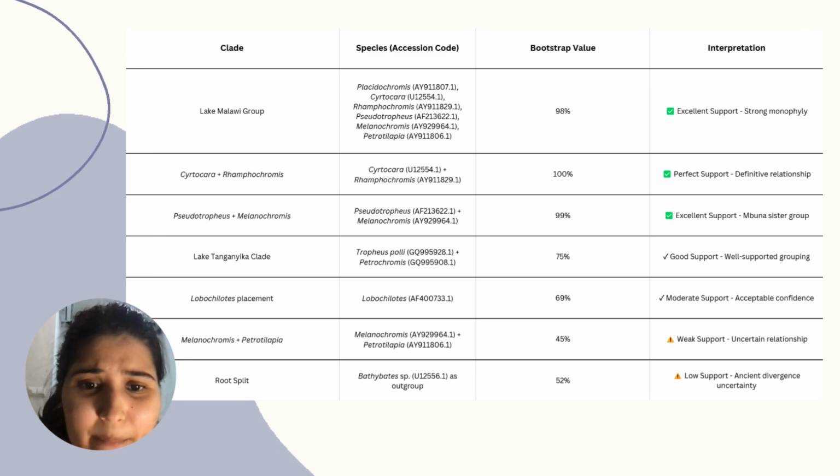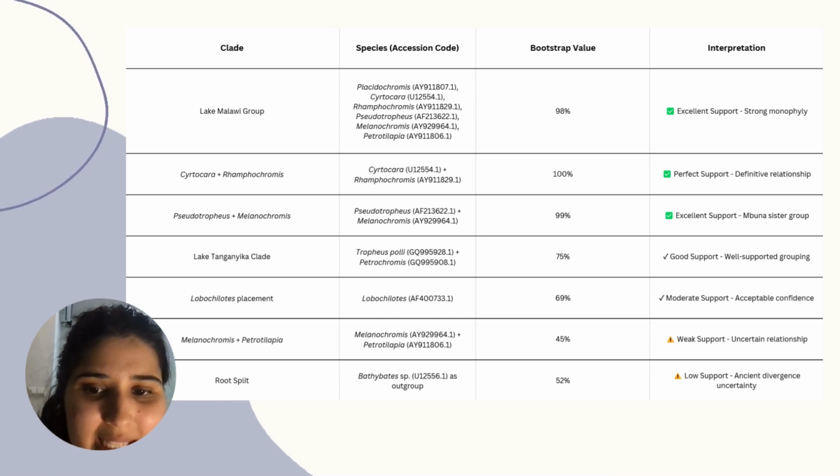Melanochromis, however, we observe a much lower 45% bootstrap support for the relationship between Melanochromis and Petrotilapia. This indicates a weak and uncertain relationship, suggesting that this particular grouping is not consistently recovered across our analysis and warrants further investigation.